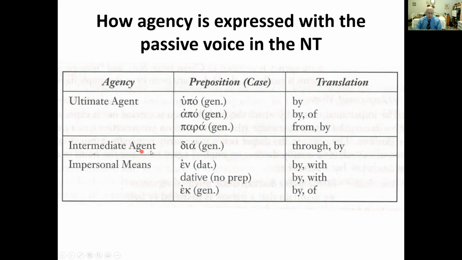Perhaps the most important thing to notice here is that there can be two agents. There can be an ultimate agent, which is usually the person who does something to the subject, and there can be an intermediate agent, the one the person uses to carry out that action. And in the passive voice, the action happens to the subject.